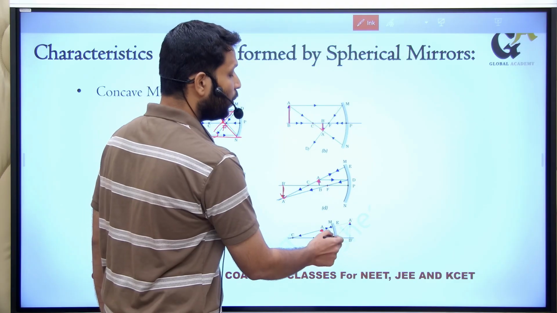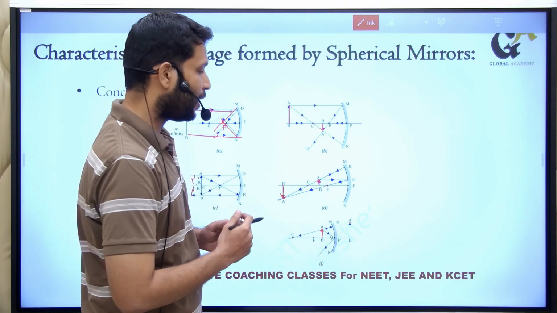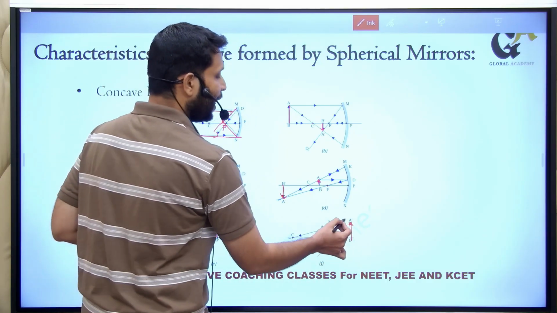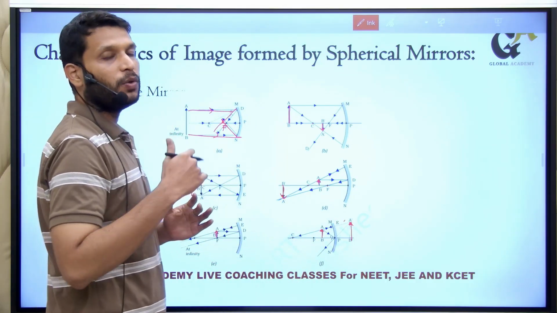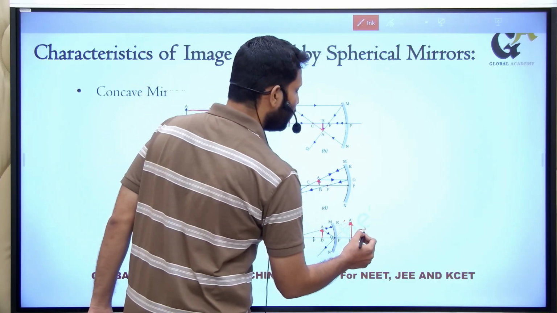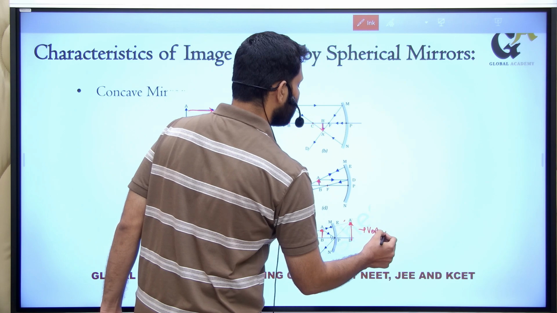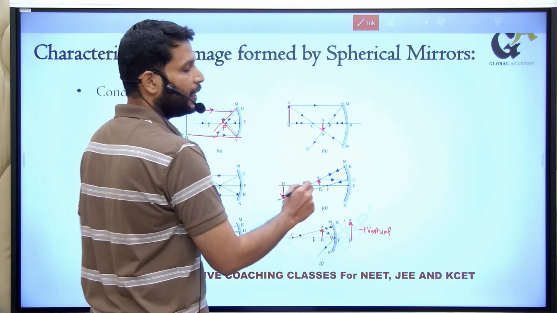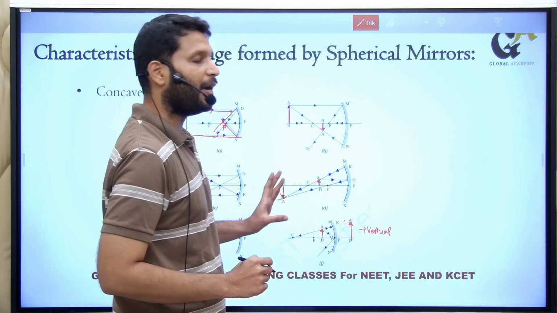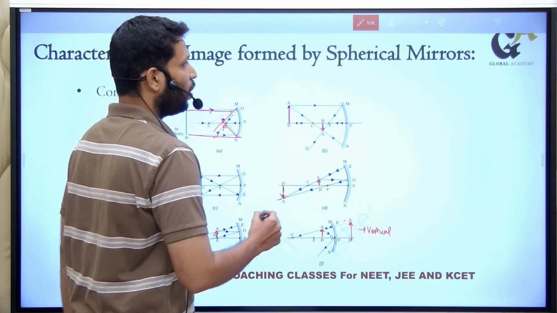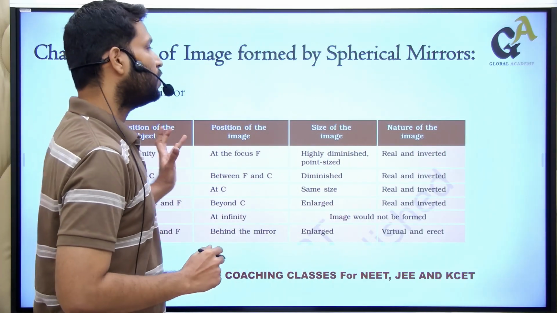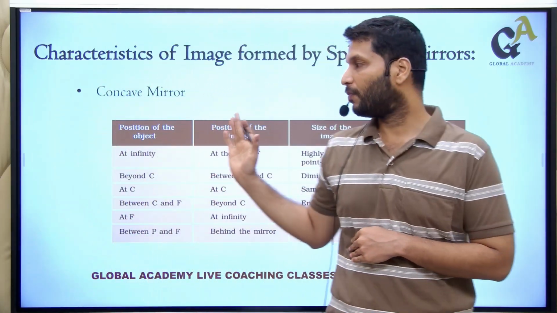Means the image is formed inside the mirror, right? Here A dash B dash is the image which is enlarged, but you can't keep the screen inside the mirror. So therefore this is a virtual image. It is an erect image, and its size is enlarged compared to the size of the object. So if you compile all these things, you will get this kind of table.